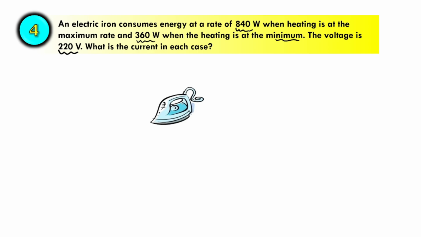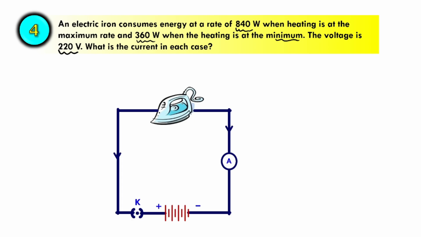So we have got an electric iron out here, and this is connected to the supply. Now in the supply you can see the current. You are supposed to find out what is the current in each case, right? So that is measured by using an ammeter. Again, here we are not using a DC. Here it should actually be an AC current. Anyway, the diagram is like this.